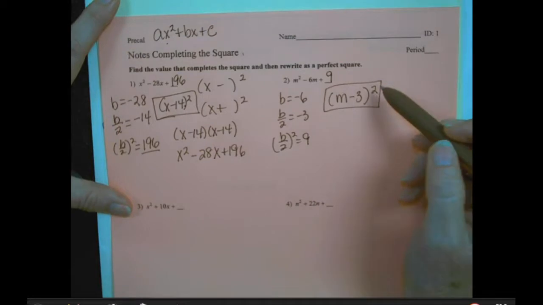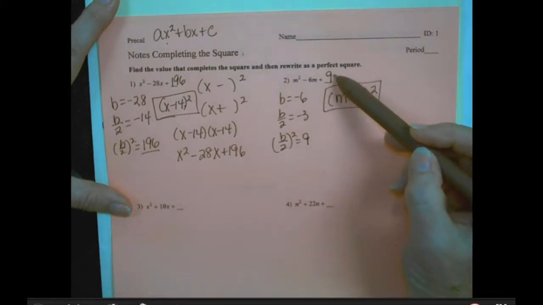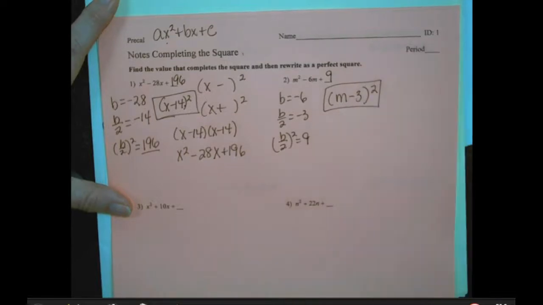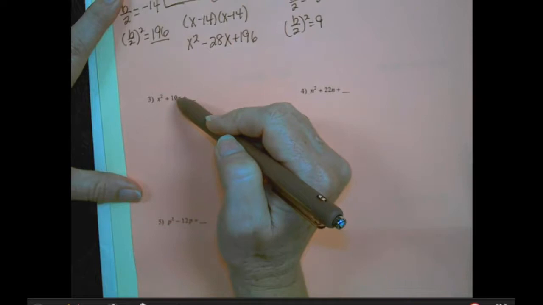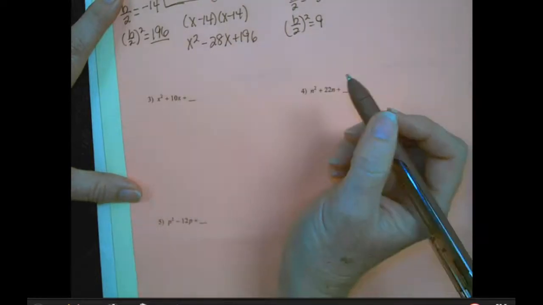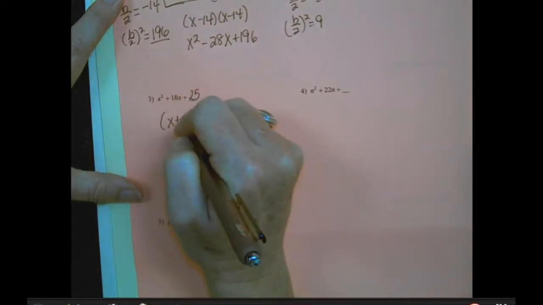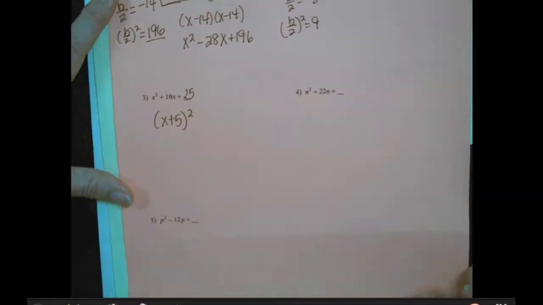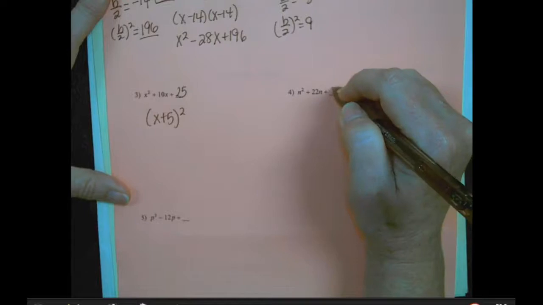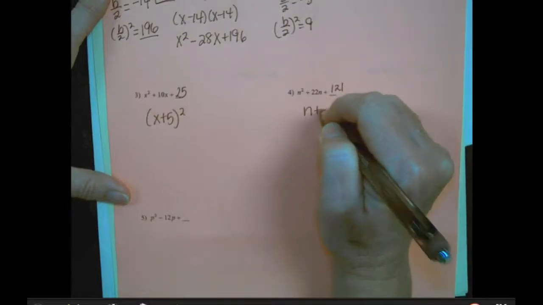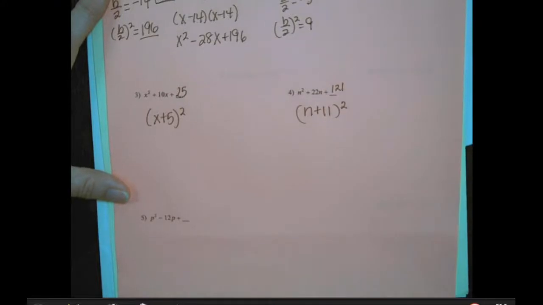Okay. So look, I'm showing you this because we need this on the back. This is the perfect square right here. So look, we don't have to write the whole thing out if you know how to do it. So b over 2 squared. What is my b this time? So this is 25. If I'm going to write this as a perfect square, I just write x plus 5 squared. So this one, the b over 2 squared is 121. To write it as a perfect square, it's n plus 11 squared.